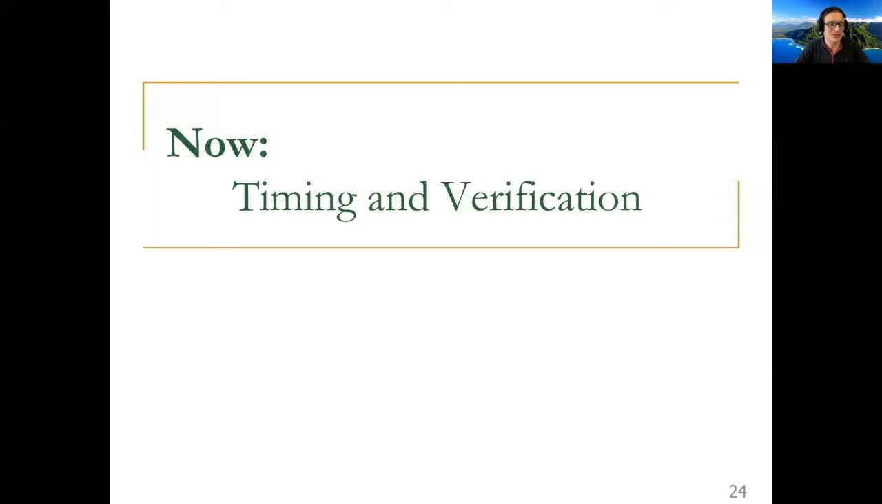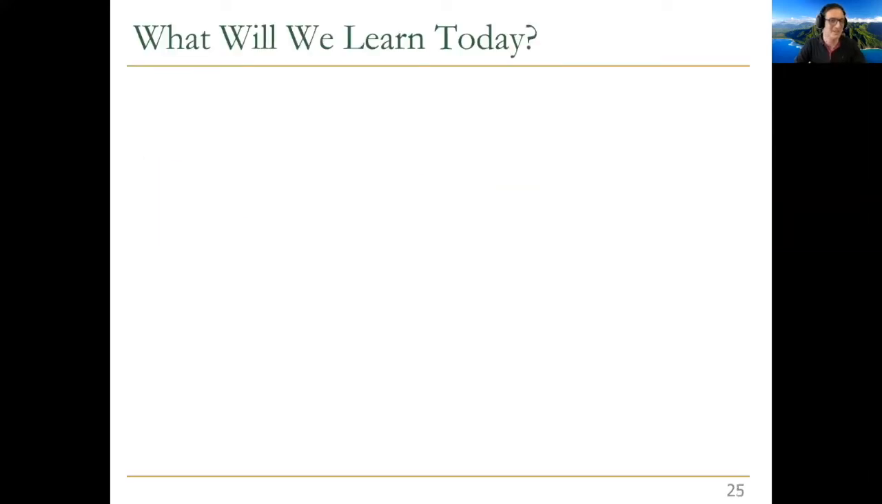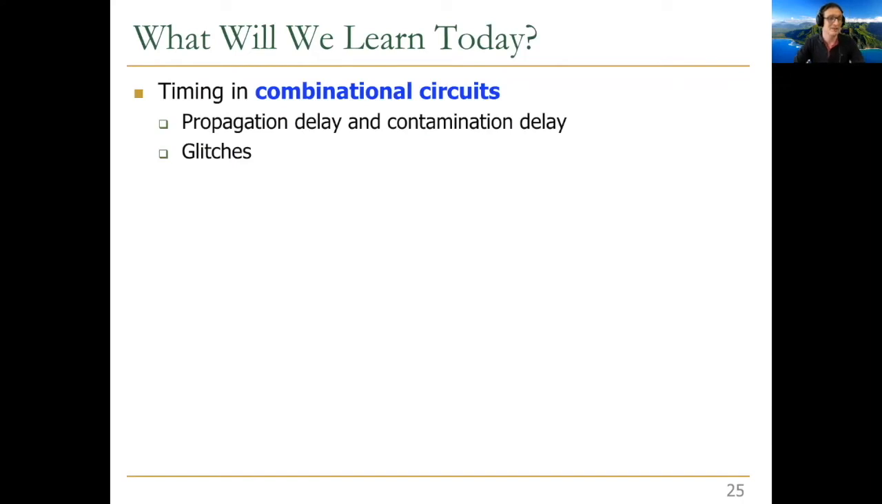Now let's go into timing and verification, which I said is a fascinating topic. So this is what we will cover. We'll cover timing in combinational circuits, essentially short path and long path delays, as well as propagation and contamination delays, which affect the short path and long path delays. We'll briefly talk about glitches, why they may matter, they may not matter.